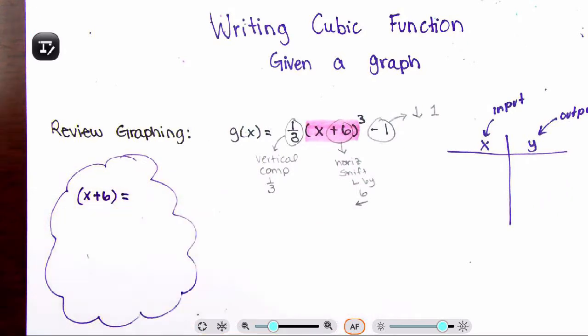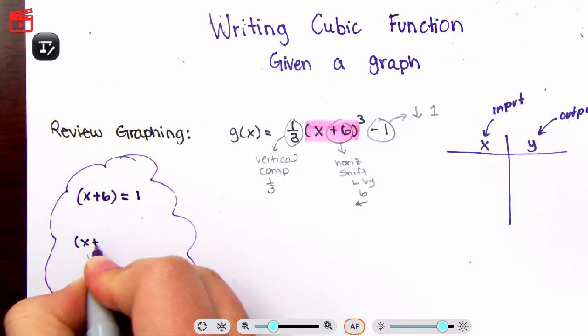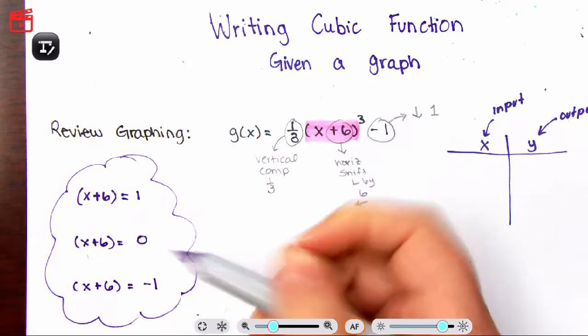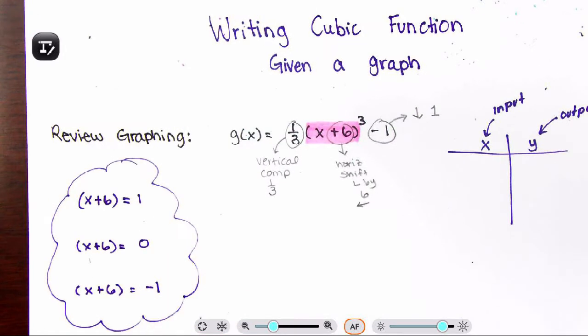Set it equal to 1. Take your bubble again, set it equal to 0. And take your bubble for the third time and set it equal to -1. Notice these are your reference points for your parent function. By reference points, I mean the x values of those reference points: 1, 0, and -1. Those are your pretty numbers, pretty points.